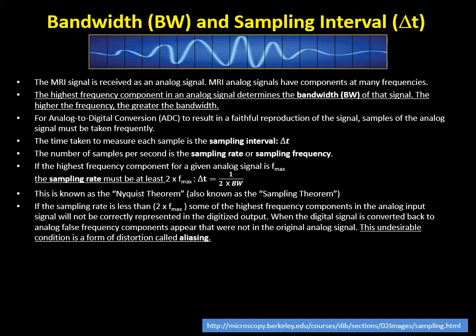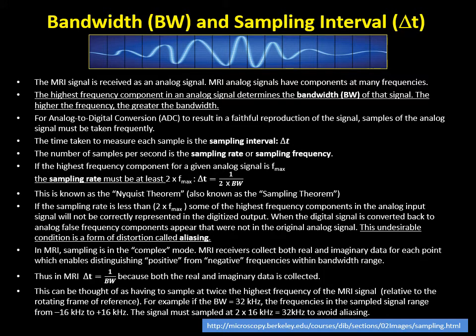If the sampling rate is less than twice the maximum frequency, some of the highest frequency components in the analog input signal will not be correctly represented in the digitized output. When the digital signal is converted back to analog, false frequency components appear that were not in the original analog signal. This undesirable condition is a form of distortion called aliasing.